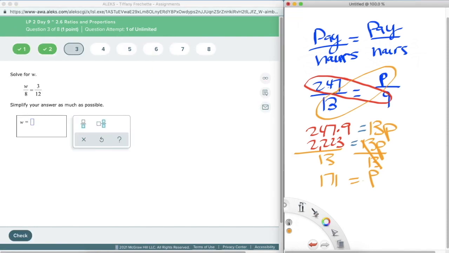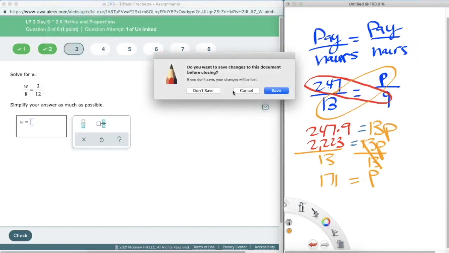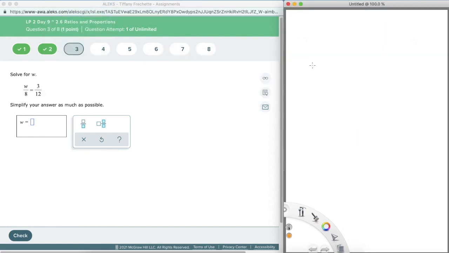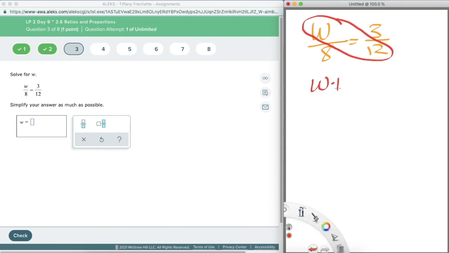All right, so now we do have a proportion. Sorry, I'm just resetting my board here. So we have W over 8 equals 3 over 12. Once we have a proportion, a fraction equaling a fraction, we should be doing the cross multiplication. So W times 12 equals, and I'm going to only color code this first step, and then I'm going to move to just one solid color here. 8 times 3.